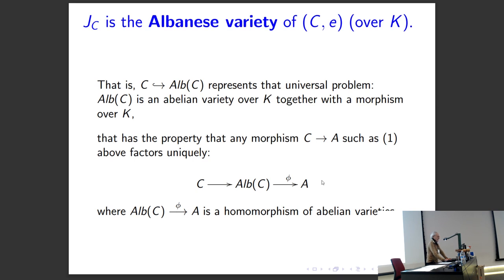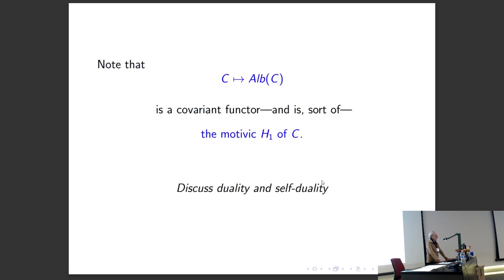You get the same abelian variety. Now, in this case, the Albanese functor is also a functor on all varieties. It's covariant, and it's sort of the motivic H lower one of C.